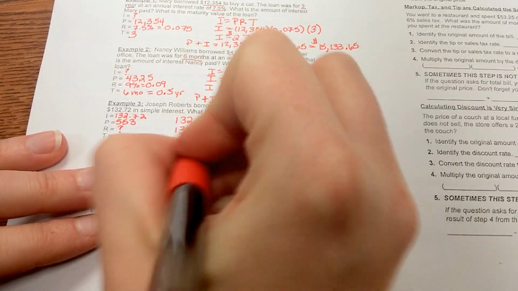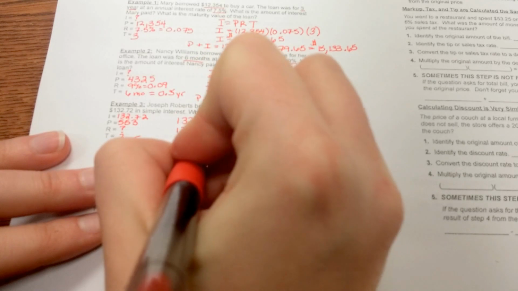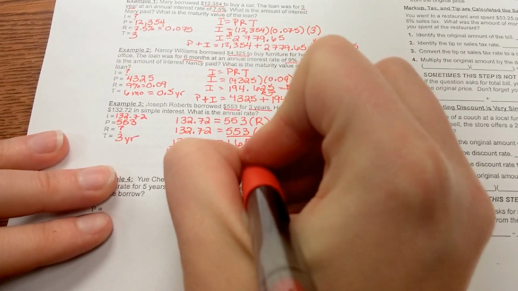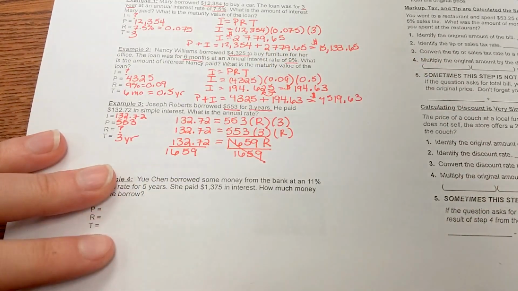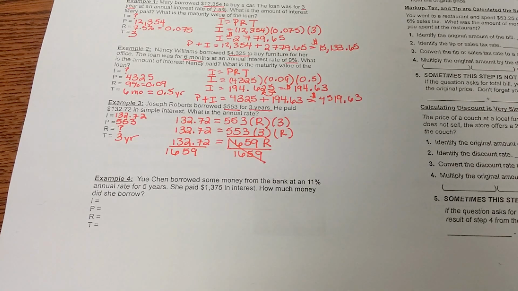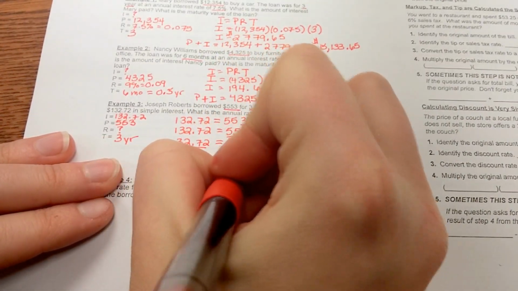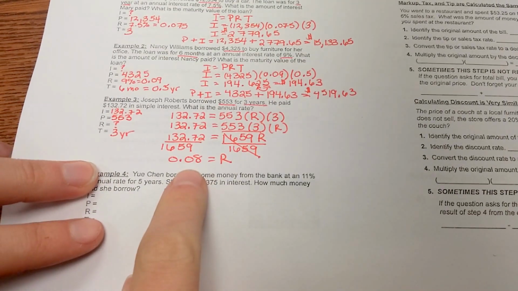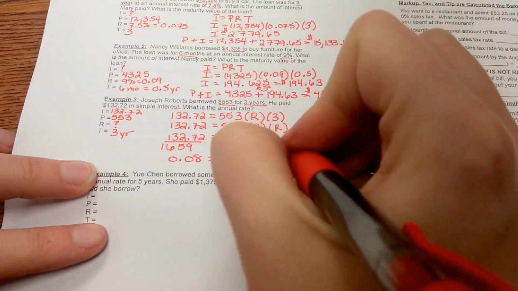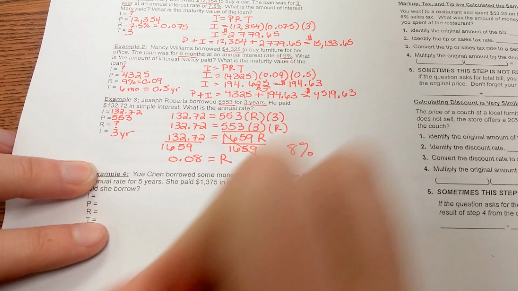I'm going to divide both sides by 1,659. Those two will cancel. So I have 132.72 divided by 1,659. And I end up with 0.08 is equal to R. So my interest rate is 0.08, and if I change that to a percent, my interest rate will be 8%.